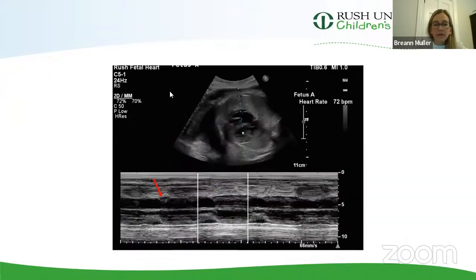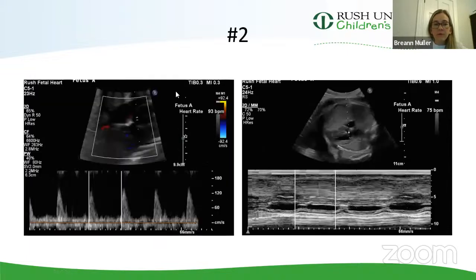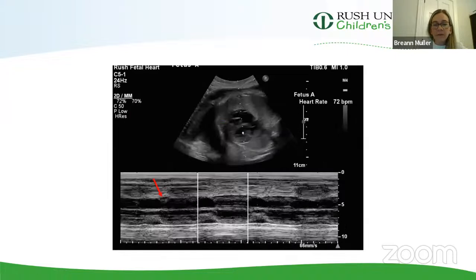But here's the M mode. The atrial contractions are on the top here, the ventricle on the bottom of the M mode. So the ventricular rate was about 72. Here, if you remember, before it was 93. So this is the same echo, the same day. The heart rate was showing variability, but it was not consistent. And we were picking up here a 2-to-1 AV block for this patient.